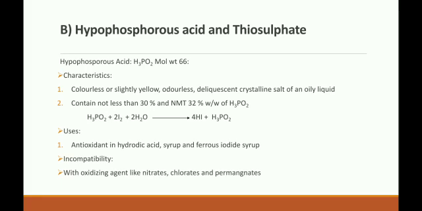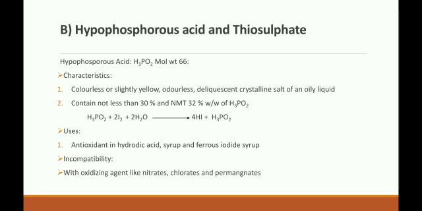Hypophosphorus acid is a colorless or slightly yellow, odorless, deliquescent crystalline salt or an oily liquid. It contains not less than 30% and not more than 32% weight by weight of H3PO2. Dilute hypophosphorus acid contains 10% weight by weight of H3PO2. It contains only one ionizable hydrogen which is bonded to the oxygen atom. So it is a monobasic or monoprotic acid.